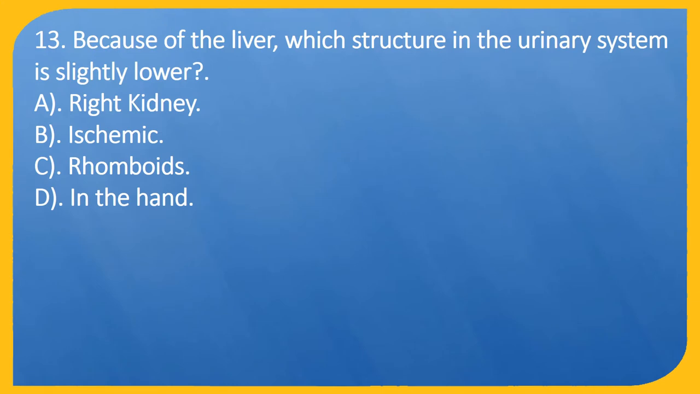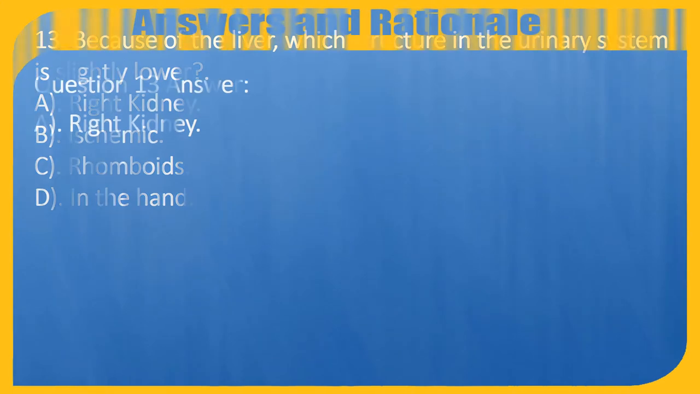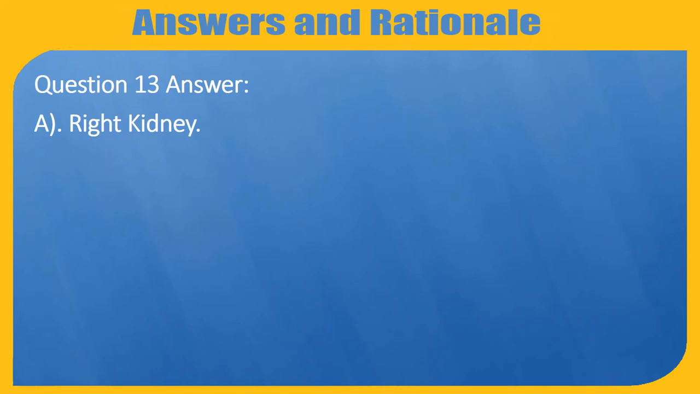Question 13. Because of the liver, which structure in the urinary system is slightly lower? A. Right kidney. B. Ischemic. C. Rhomboids. D. In the hand. Question 13. Answer. A. Right kidney.